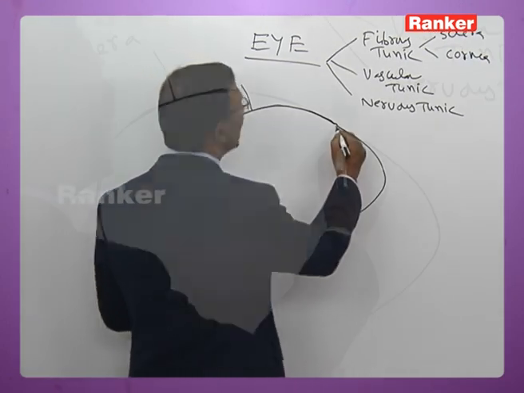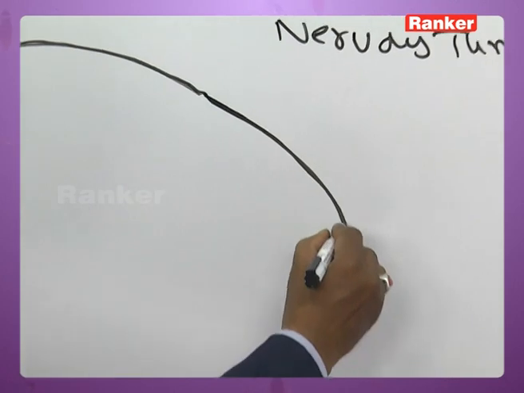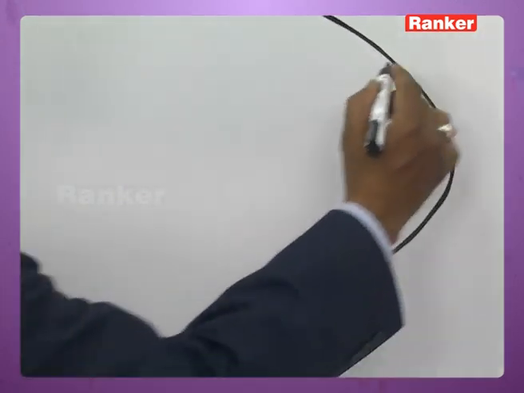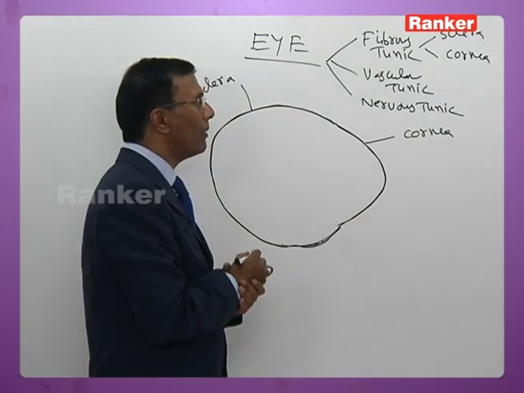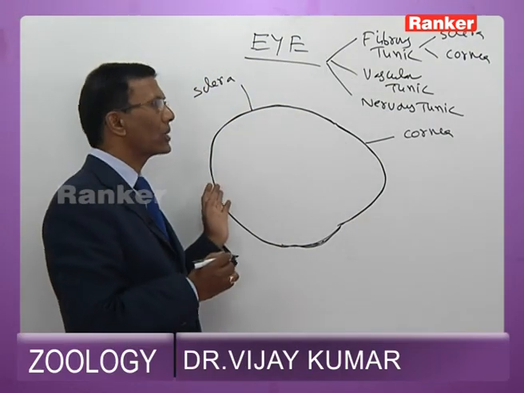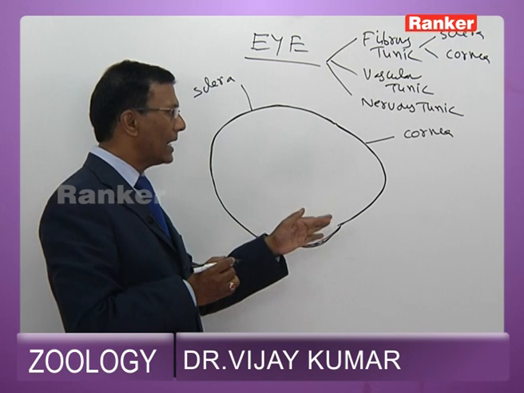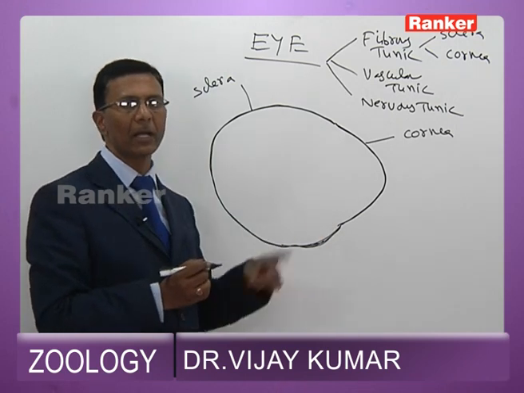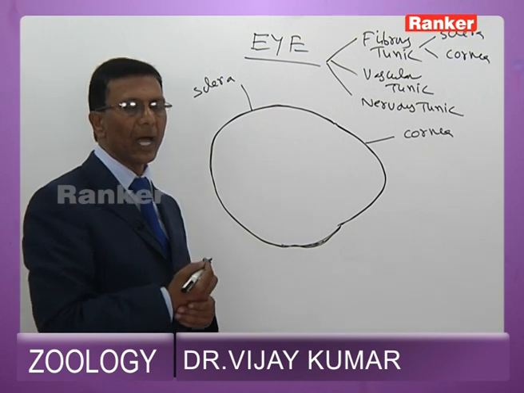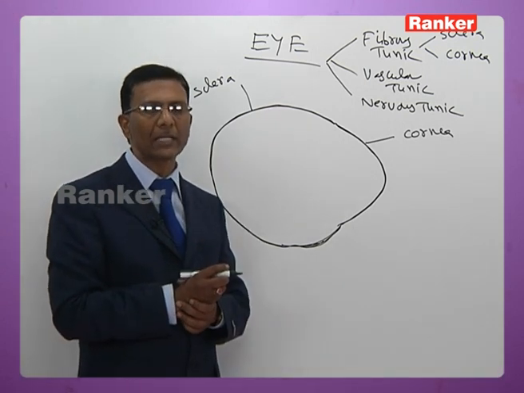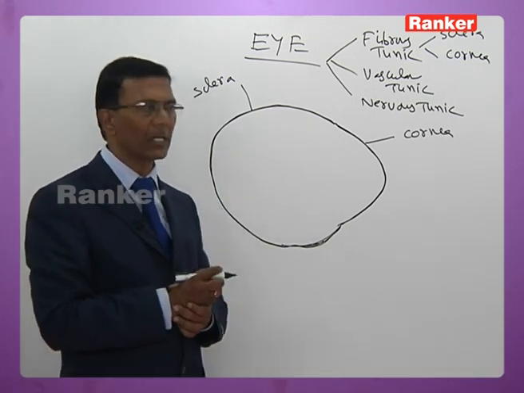At the anterior end, it is slightly bulged like this to form the cornea. So the posterior part of the fibrous tunic is called sclera, and the anterior, slightly convex part is called cornea. Cornea is made up exclusively of collagen fibers, that's why it appears whitish.